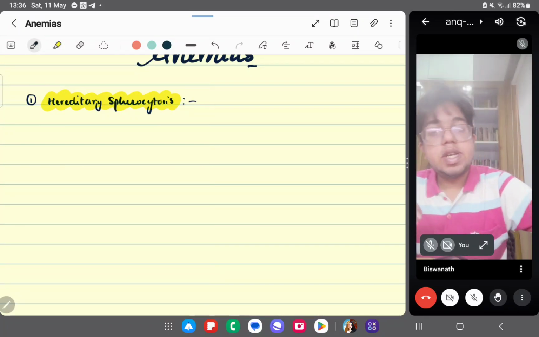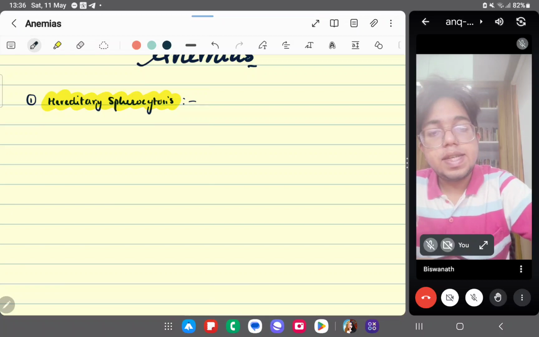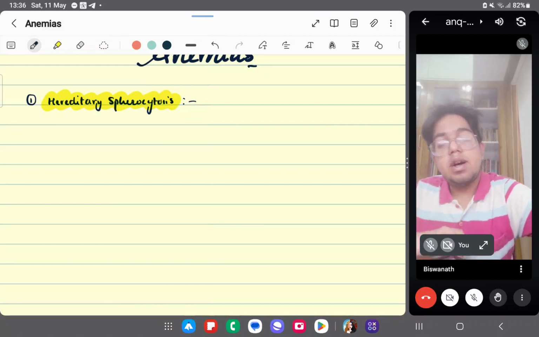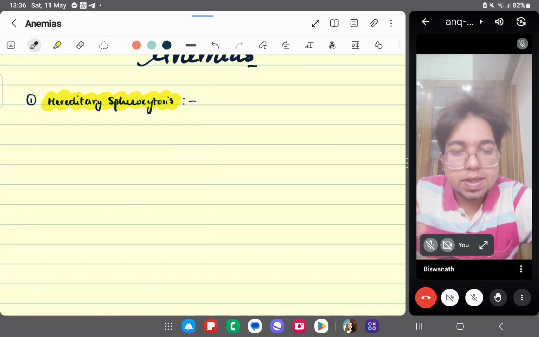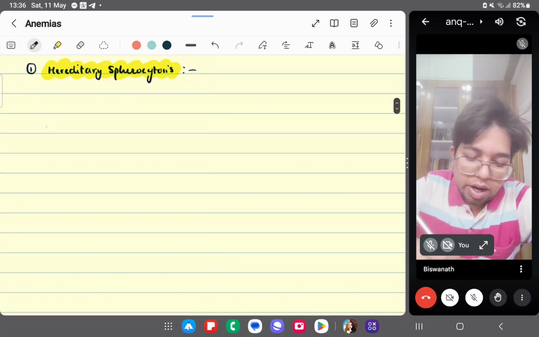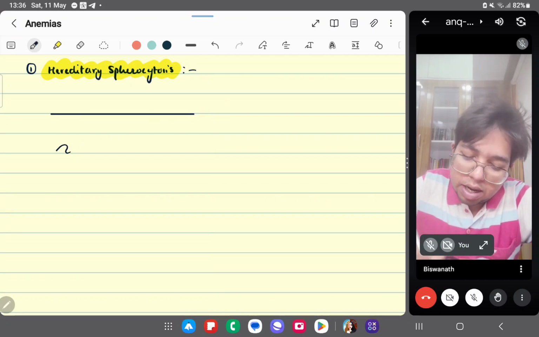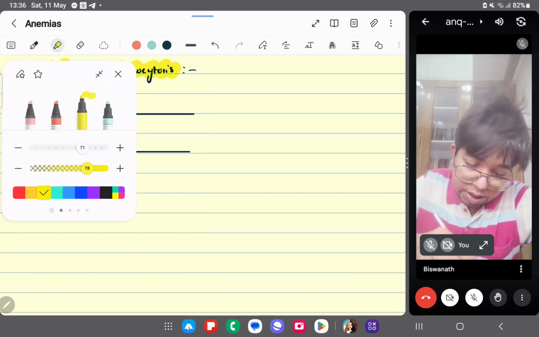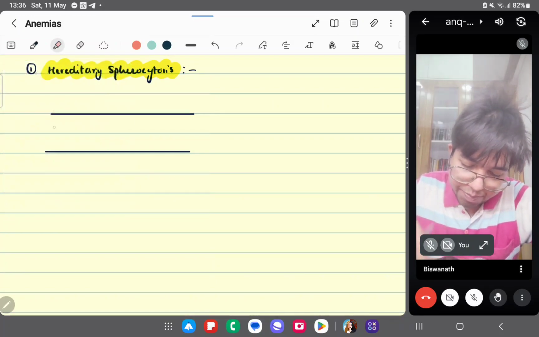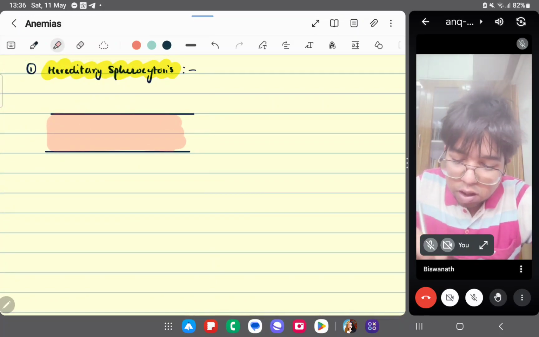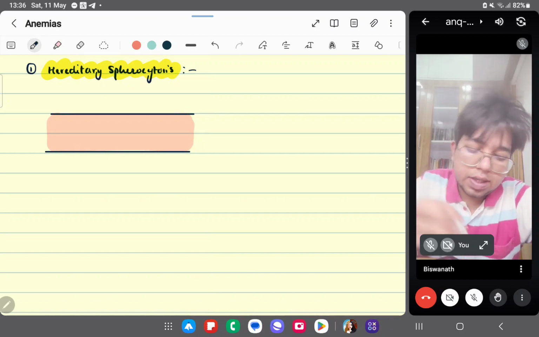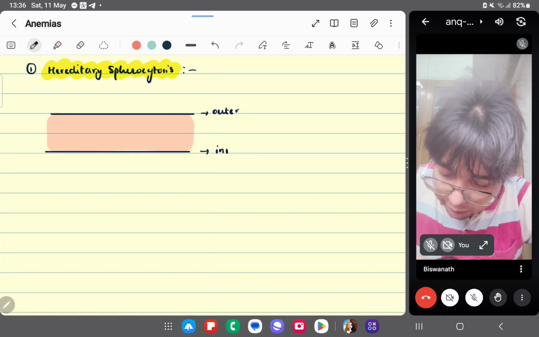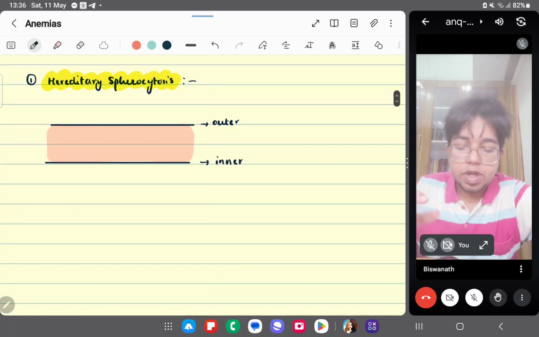So hereditary spherocytosis, just understand what I'm saying. Basically, we have the RBC membrane, and in the RBC membrane, we have proteins, the cytoskeleton of the RBC membrane. So let's say this whole part is the RBC membrane. Let me shade it red. This is the outer membrane, and this is the inner membrane.